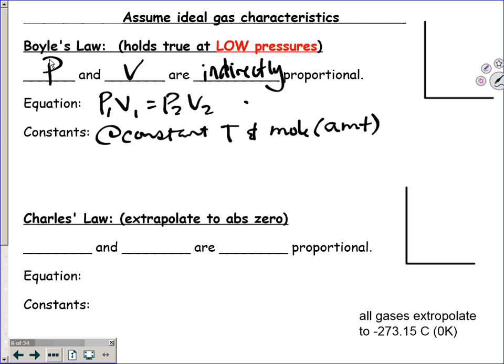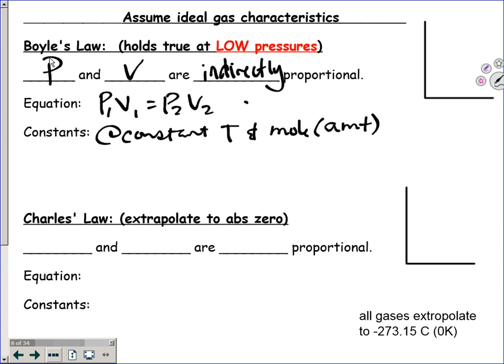The appropriate units for pressure here could be any of them: millimeters mercury, atmospheres, kPa, torr. The appropriate unit for volume could be either what or what? Liters or milliliters likely. Otherwise, as long as they're the same unit from 1 to 2, you're going to be fine to cancel those out.